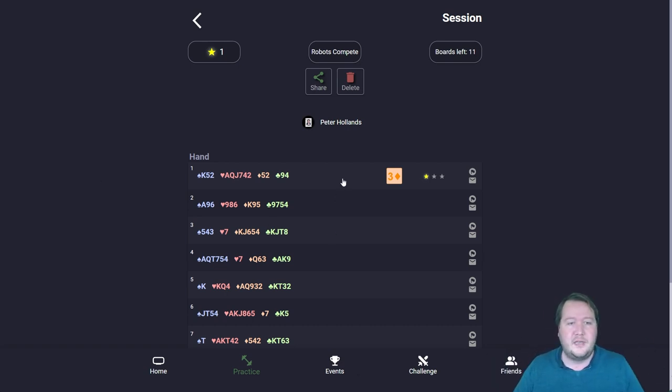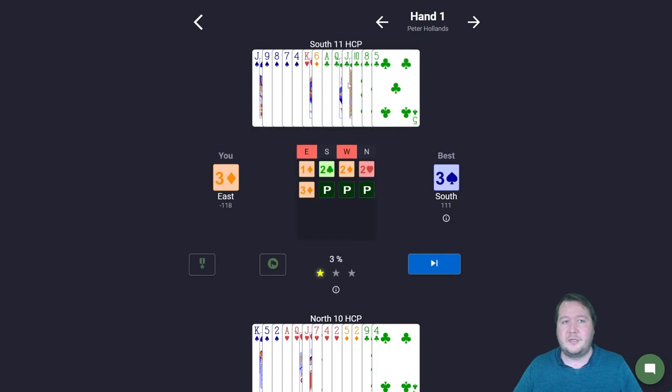So if we jump into that first hand, well, partner bid two clubs. Hey, they've got all these spades. So maybe they should have bid a Michaels cuebid. If they did bid two clubs, maybe they should have bid three spades.